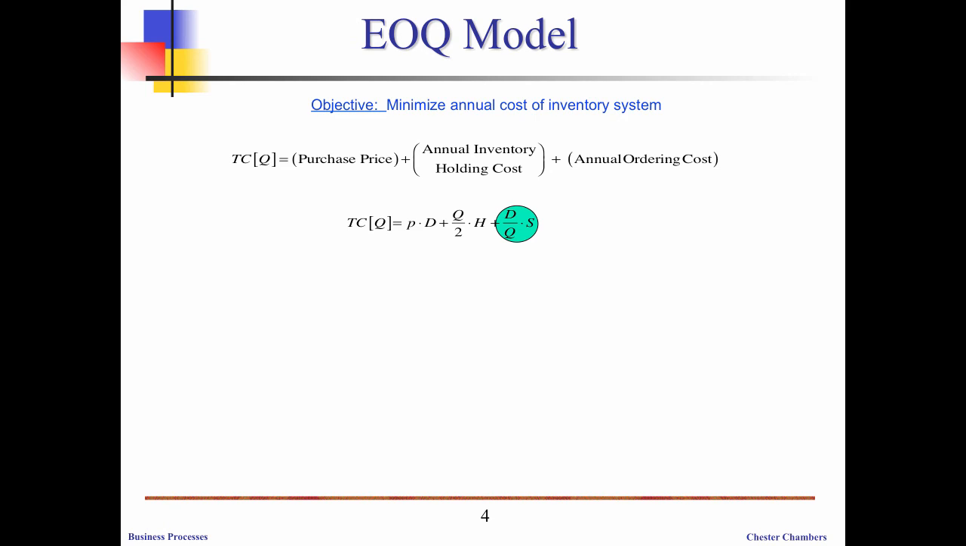To find the order size that minimizes this function, we consider the derivative of total cost with respect to Q and set it equal to 0. From here, simple algebra allows us to rearrange terms to yield the final result shown here. This value, that I write as Q star, is known as the economic order quantity, or EOQ.